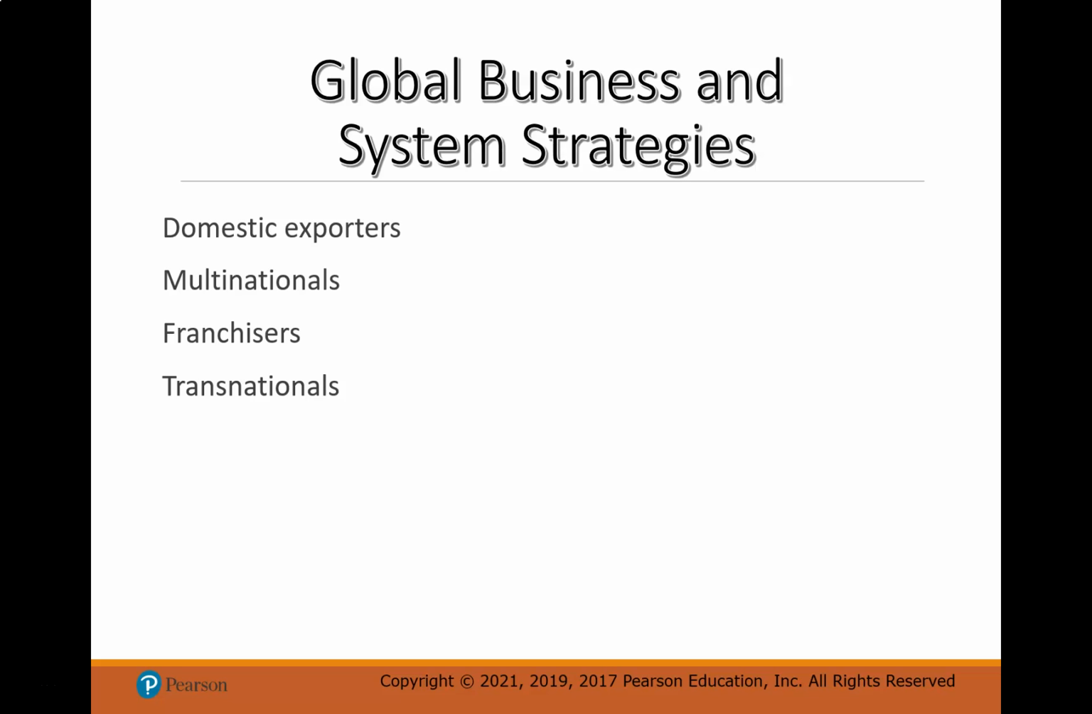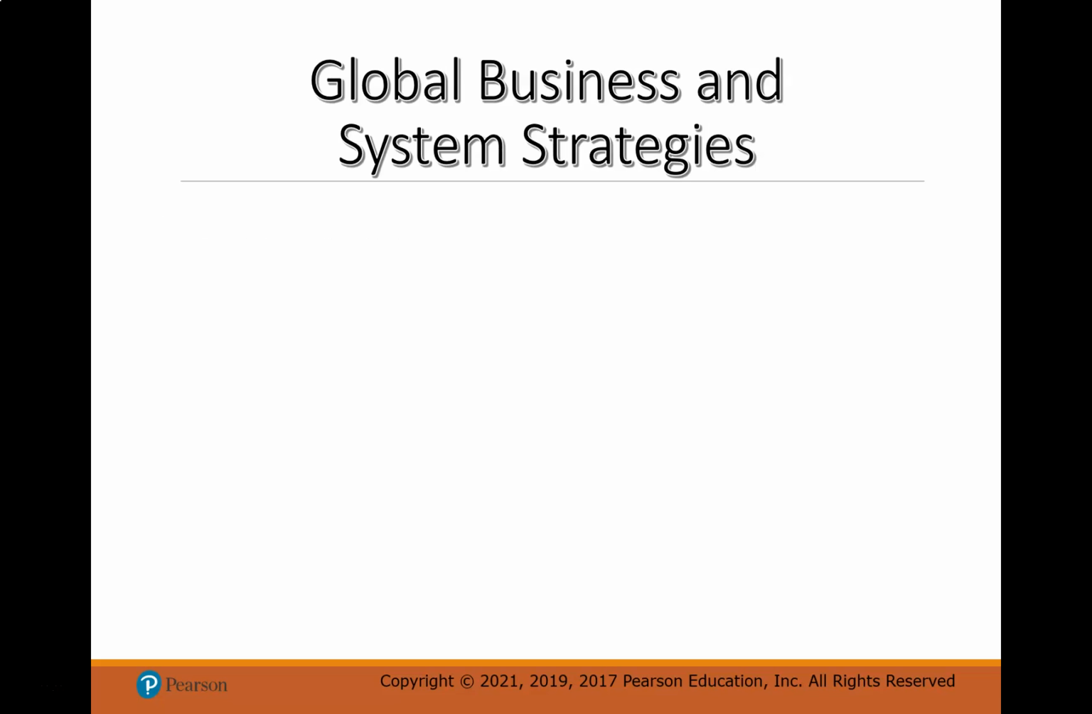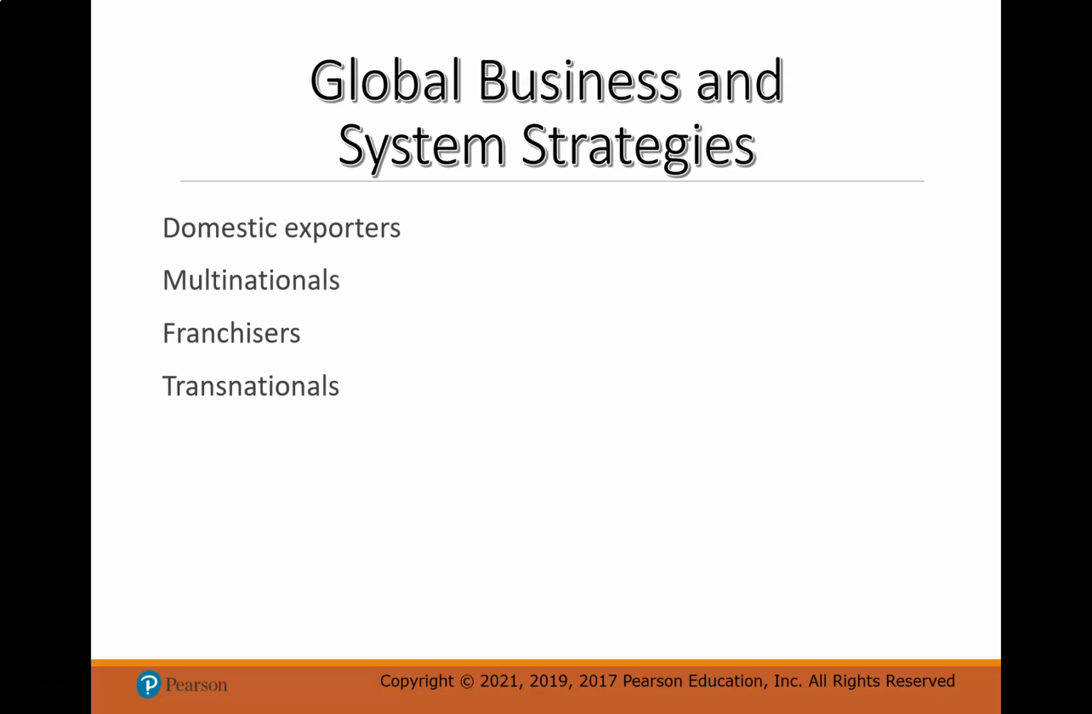Again, global business system strategies: domestic exporter, multinational, franchisor, and the last one, transnational. I started to say it and somehow got sidetracked, so hopefully you will forgive me for that. A domestic exporter has heavily centralized corporate activities in the home country, such as production, sales, marketing, finance, and other functions, set up to optimize resources in the home company.